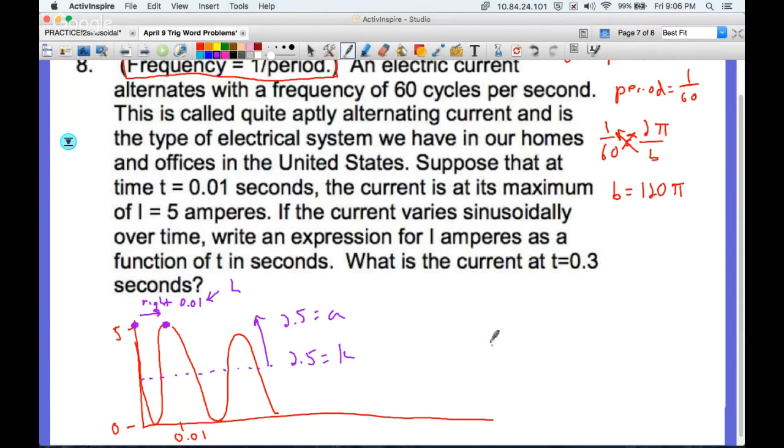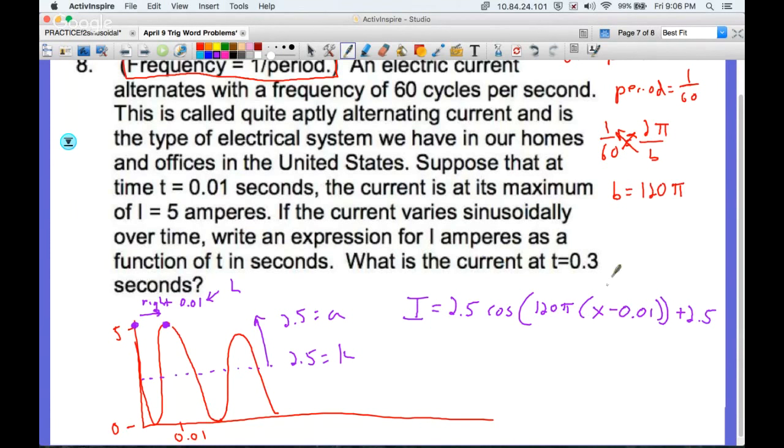Now I'm ready to put this all together into an equation. So I for current equals my amplitude 2.5 times, I said I was going to use cosine, so I can just shift its maximum, cosine of 120 pi, parentheses, x. I moved it to the right, so it needs to be minus 0.01, plus 2.5.